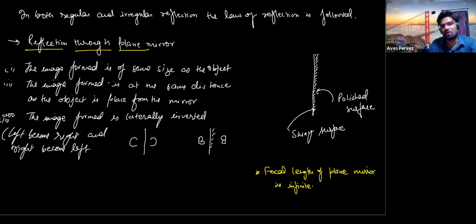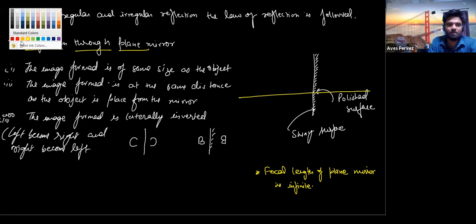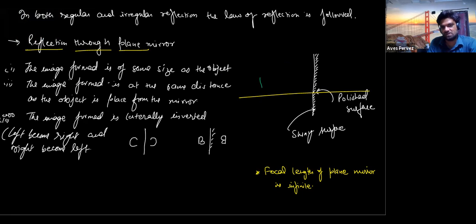Another one is that the image is formed at the same distance. If this is a plane mirror and I keep an object here, let's suppose a 2 centimeter object, its image will be 2 centimeter in height. And if the object is at 5 centimeter, the image distance from the mirror will also be 5 centimeter. The image is formed at the same distance as the object from the plane mirror.